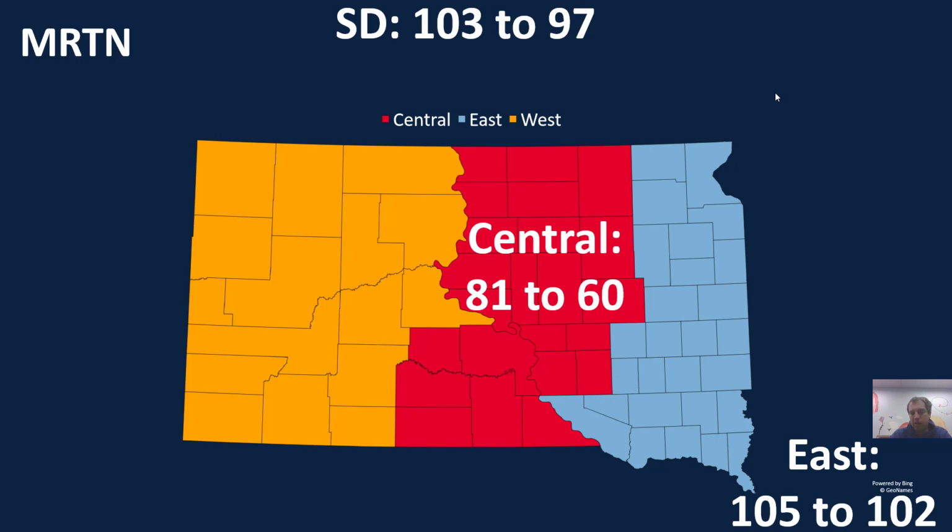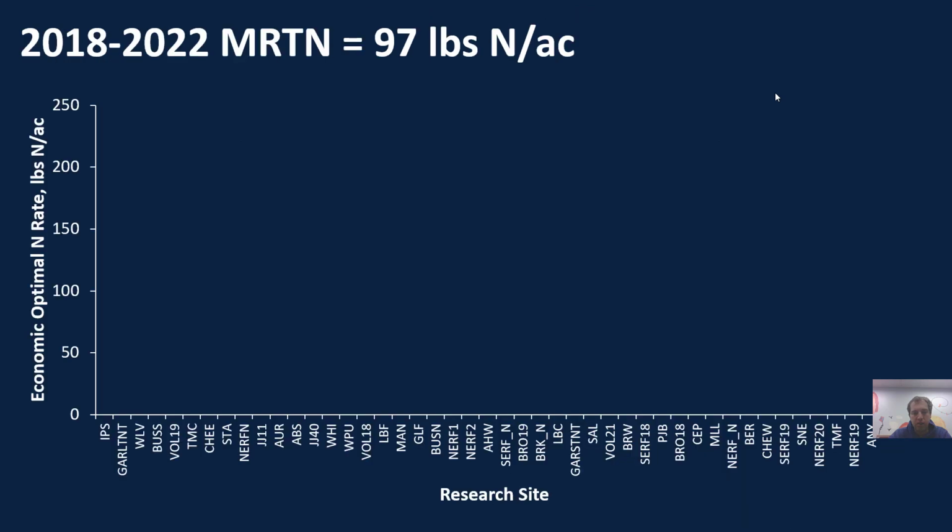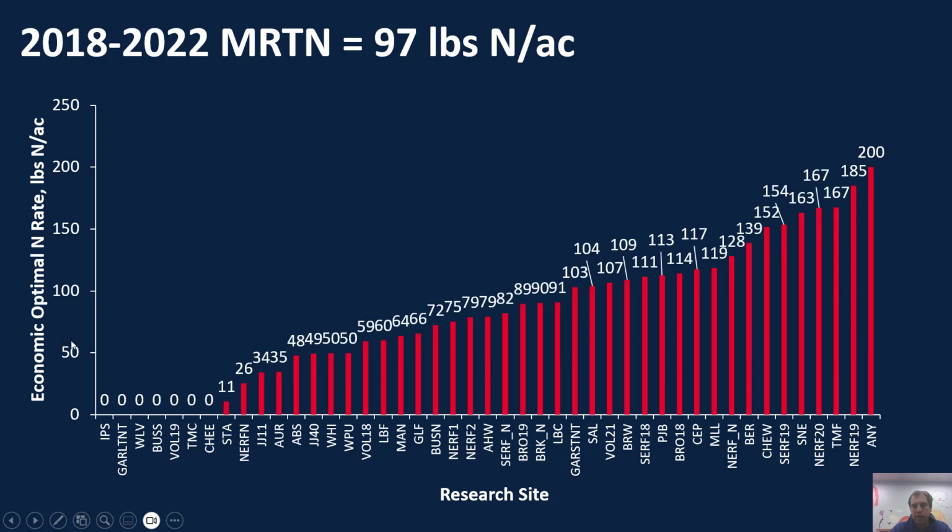Which will shift as we keep getting more data. We'll average out over time. So again, if we look at this economic optimal nitrogen rate across all of these sites, that 97 pounds is right here. And this is to say, typical plus or minus 20 pounds nitrogen per acre would encompass these sites right here, about as accurate as you can get, a 40 pound per acre difference.